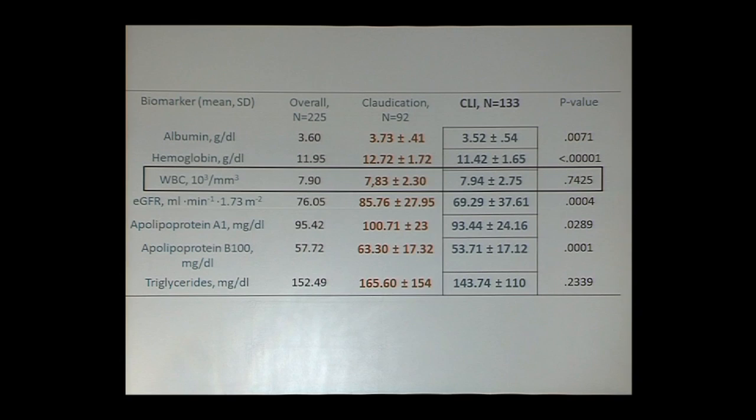But CLI has lower albumin. Albumin is the strongest risk predictor of anything we measure. If you look at albumin and this was proven in the VA in the 1980s, I think Joe Rapp would know. This is the strongest risk predictor that we have. CRP is a good one, but it's not as strong as albumin. That was the correct answer. EGFR is lower, but it's not that much lower than claudication patients. And again, hemoglobin is a little bit lower too.